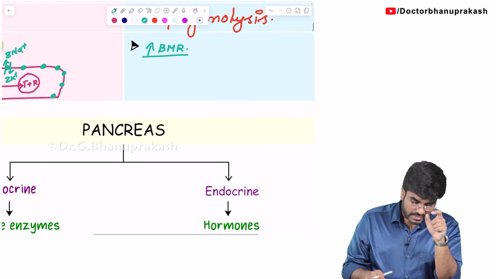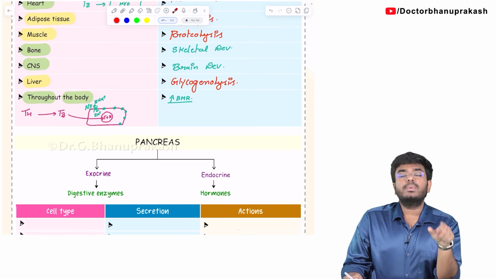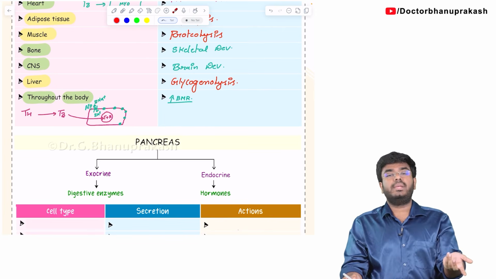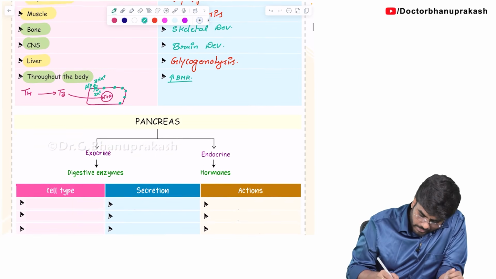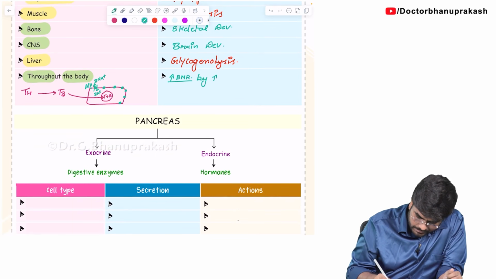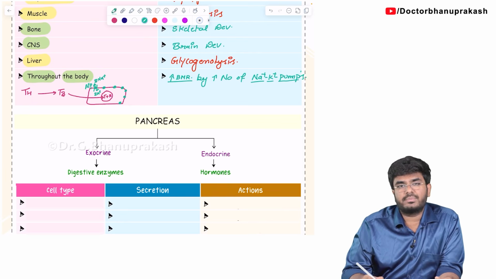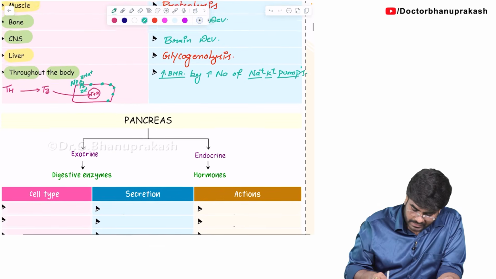But tell me, whenever thyroid hormones are there, what are these thyroid hormones doing? Thyroid hormones, by increasing the number of the sodium potassium pumps, increase the basal metabolic rate. It means more ATP breakdown, more calories being used by the cells. So yes, they increase the basal metabolic rate by increasing the number of sodium potassium pumps. The sodium potassium pumps are increased everywhere in the body. This energy expenditure is increased in every part of the body except in certain places.